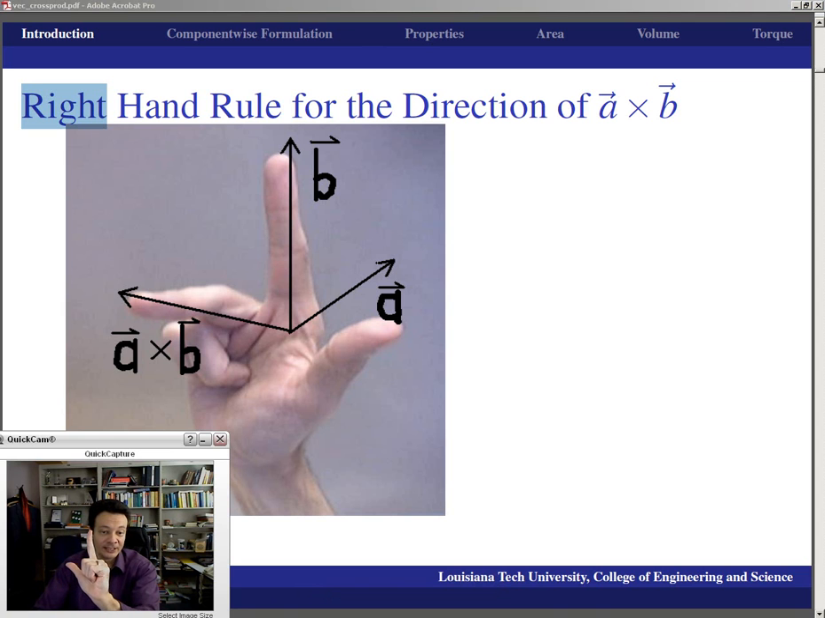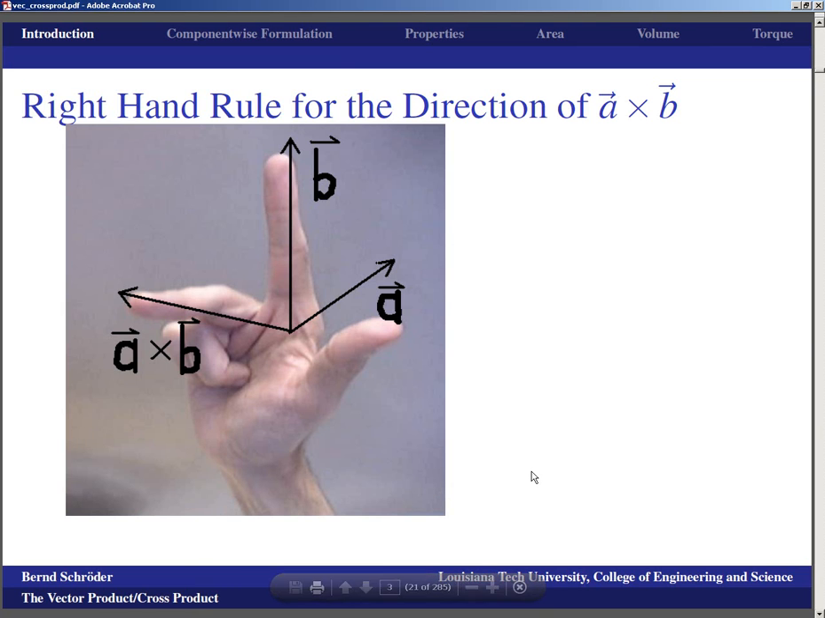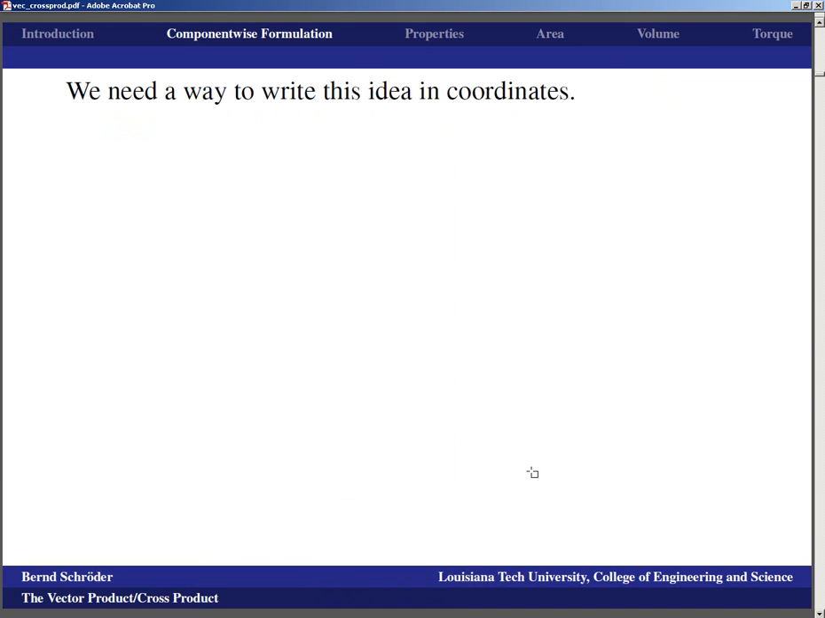I'm trying to do that right for the camera. However, my middle finger now points exactly in the wrong direction in comparison to the picture, right? And again, bending it over like that is really something that you don't want to do there. So that's the right-hand rule for the direction of A cross B, and now, of course, we need a way to write this idea in coordinates. We want to do computations, and as we do computations, we can't just wave our hands in the air to get directions and things like that, not to mention that it'll be really hard to encode those directions.